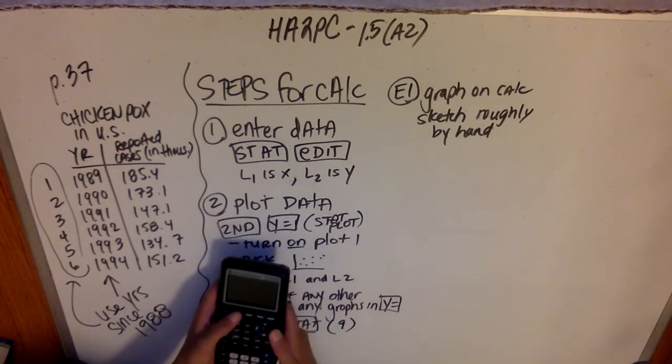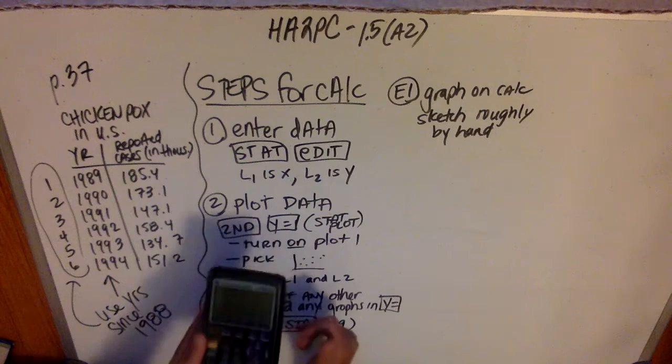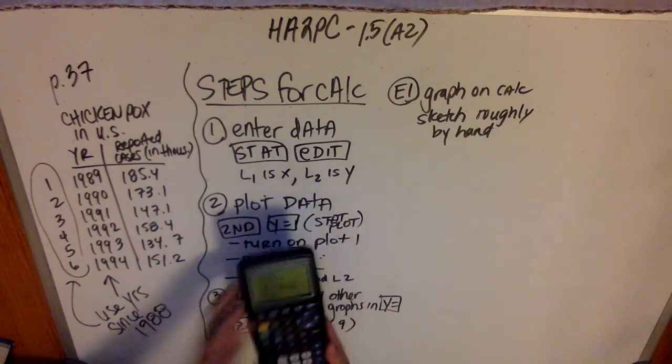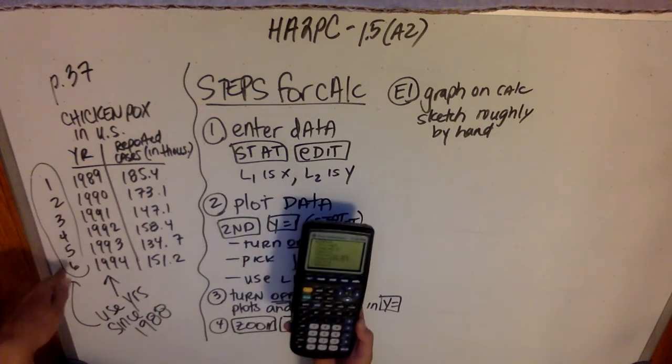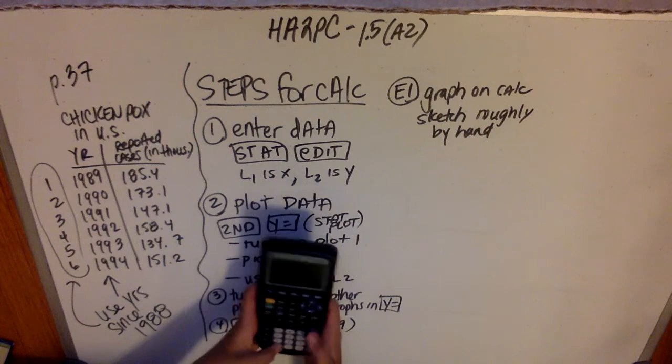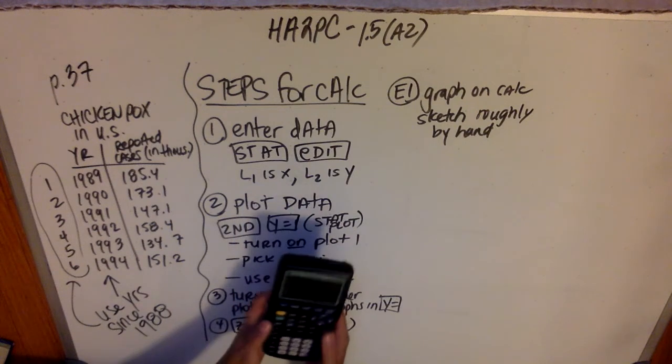The other way you can do it is you can literally go to Window, and you can pick something that fits your needs, right? So I noticed that the smallest X value was 1, and the largest one was 6. So maybe I go from 0 to 7, right? And that fits more with what they did.